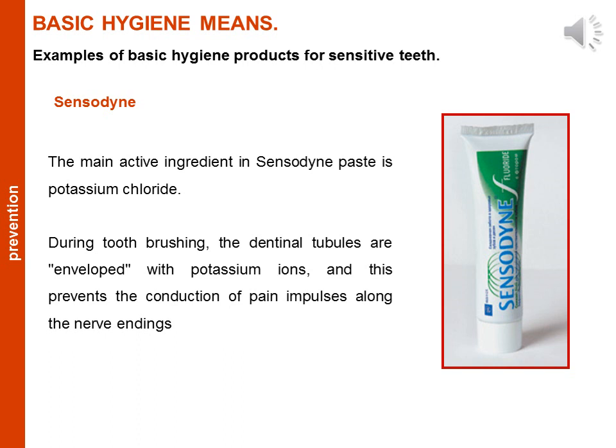Sensodyne. The main active ingredient in Sensodyne paste is potassium chloride. During toothbrushing, the dentinal tubules are enveloped with potassium ions, and this prevents the conduction of pain impulses along the nerve endings.